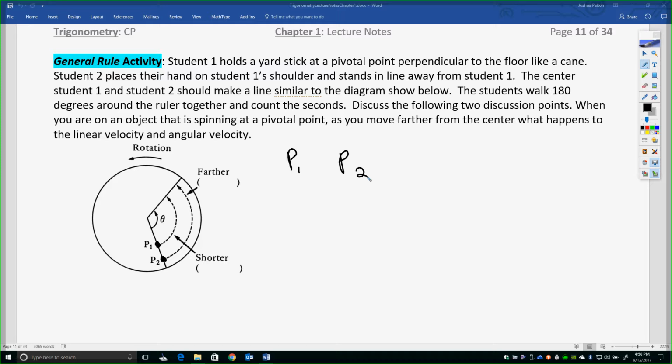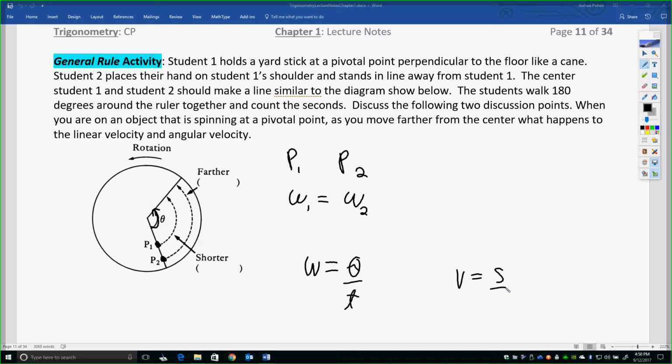Okay, well, angular velocity is the angle over time. Well, both people turn the same angle and they walked hand in hand over the same amount of time. And therefore, in this case, they have the same angular velocities. Okay. However, let's look at the linear speeds, right?